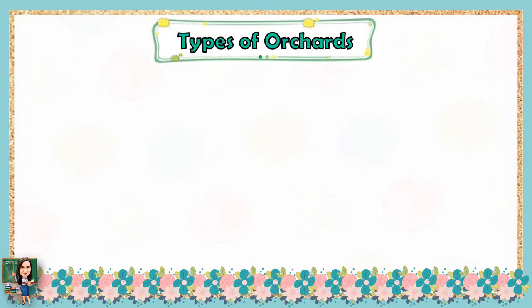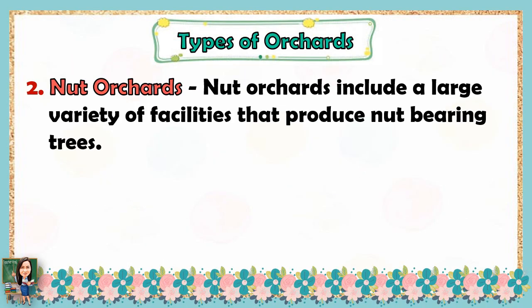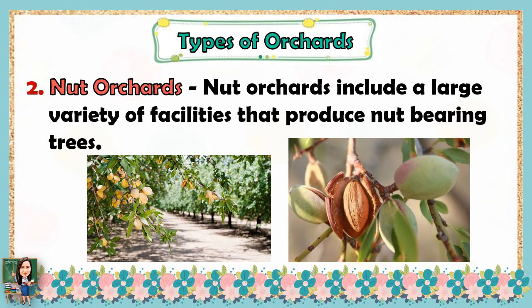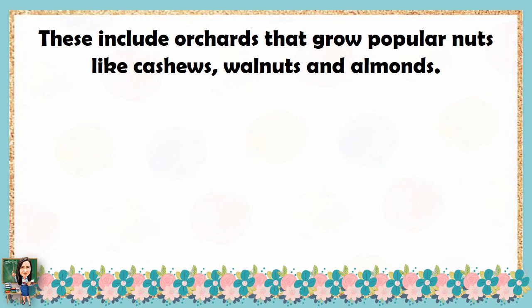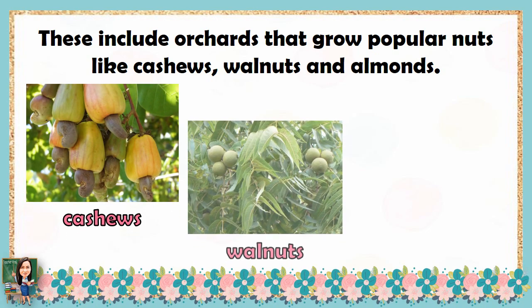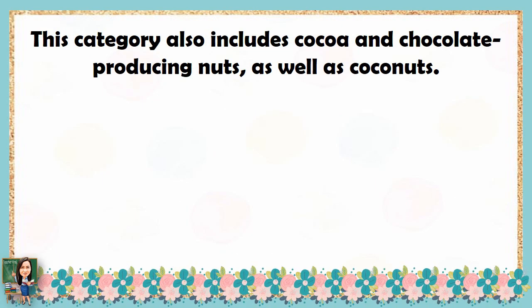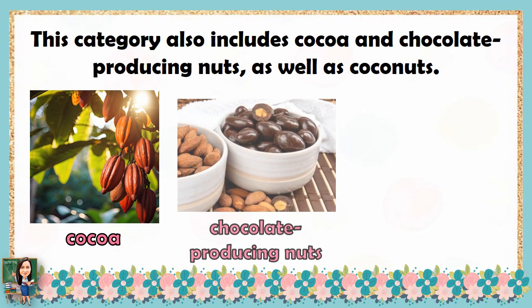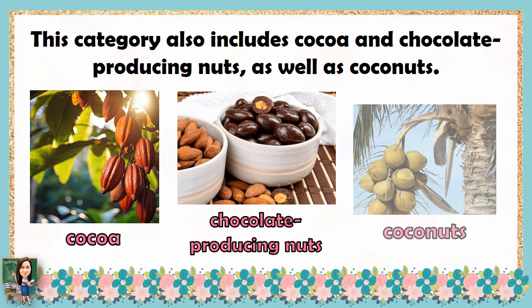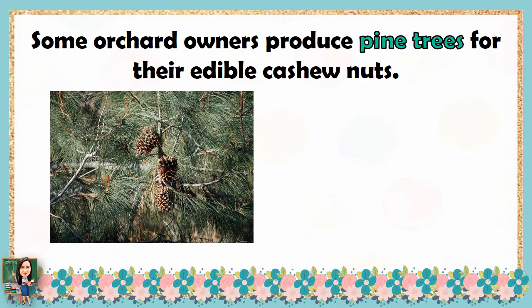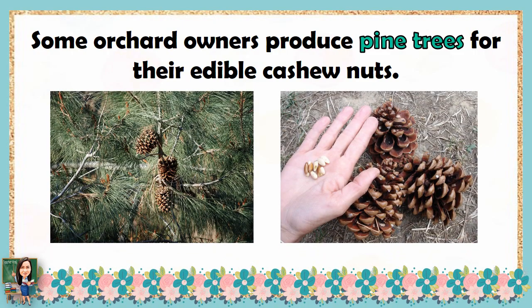Another type of orchard is number 2, nut orchards. Nut orchards include a large variety of facilities that produce nut-bearing trees. These include orchards that grow popular nuts like cashews, walnuts, and almonds. This category also includes cocoa and chocolate-producing nuts as well as coconuts. Some orchard owners produce pine trees for their edible pine nuts.